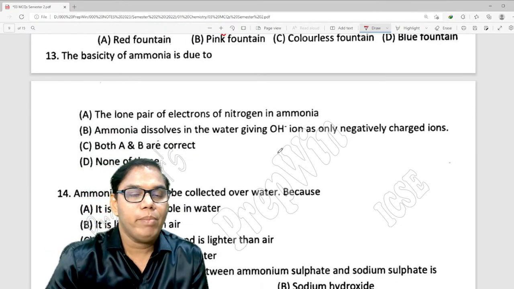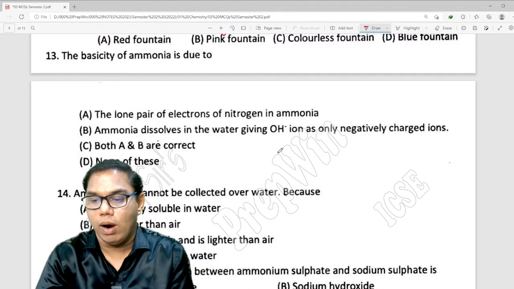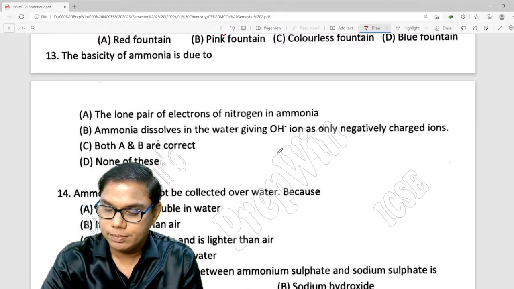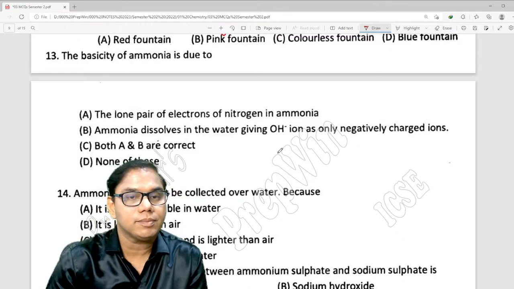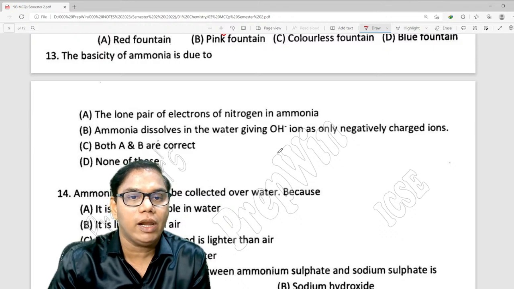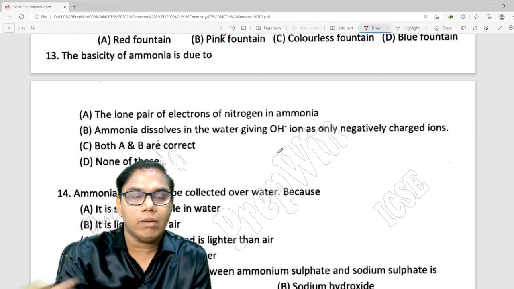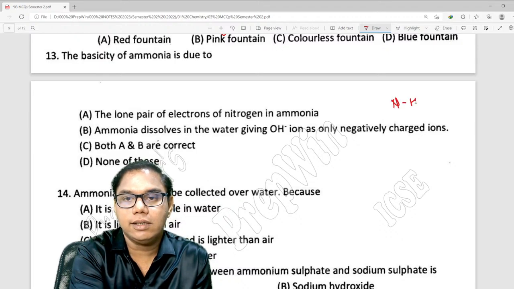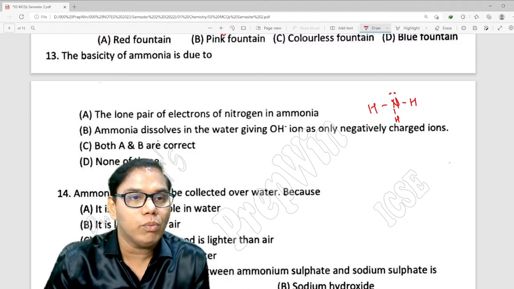Basicity of ammonia is due to what? Ammonia is a base. Why is ammonia a base? The lone pair of electrons of nitrogen in ammonia. NH3, with three H and one lone pair. Is this the reason for ammonia to be basic?